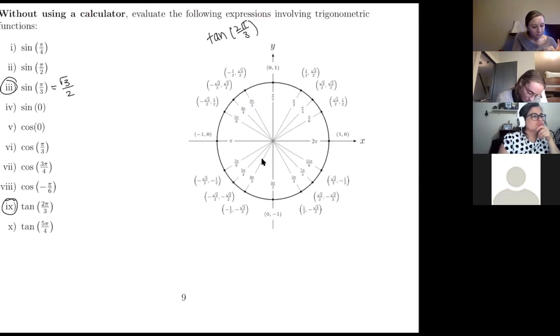Okay, so tangent, you know, is opposite over adjacent. So if you draw your triangle like this, this is your opposite side. No, not an X. That's your opposite side, and that's your adjacent side. So opposite is going to be the y coordinate, which is root 3 over 2.